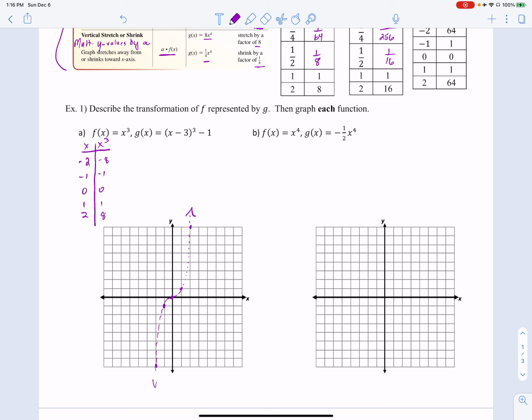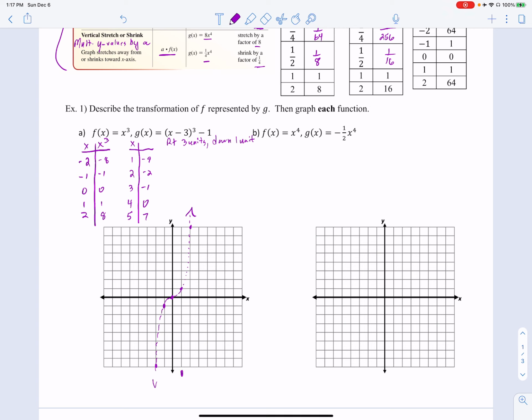If you have x minus 3 cubed, that's going to move to the right 3 units. And the -1 on the outside is going to move f down 1 unit. So with these tables of values, right 3 units, you're going to add 3 to the x values. And those will be your new x values. And down 1, you're going to subtract 1 from the y values.